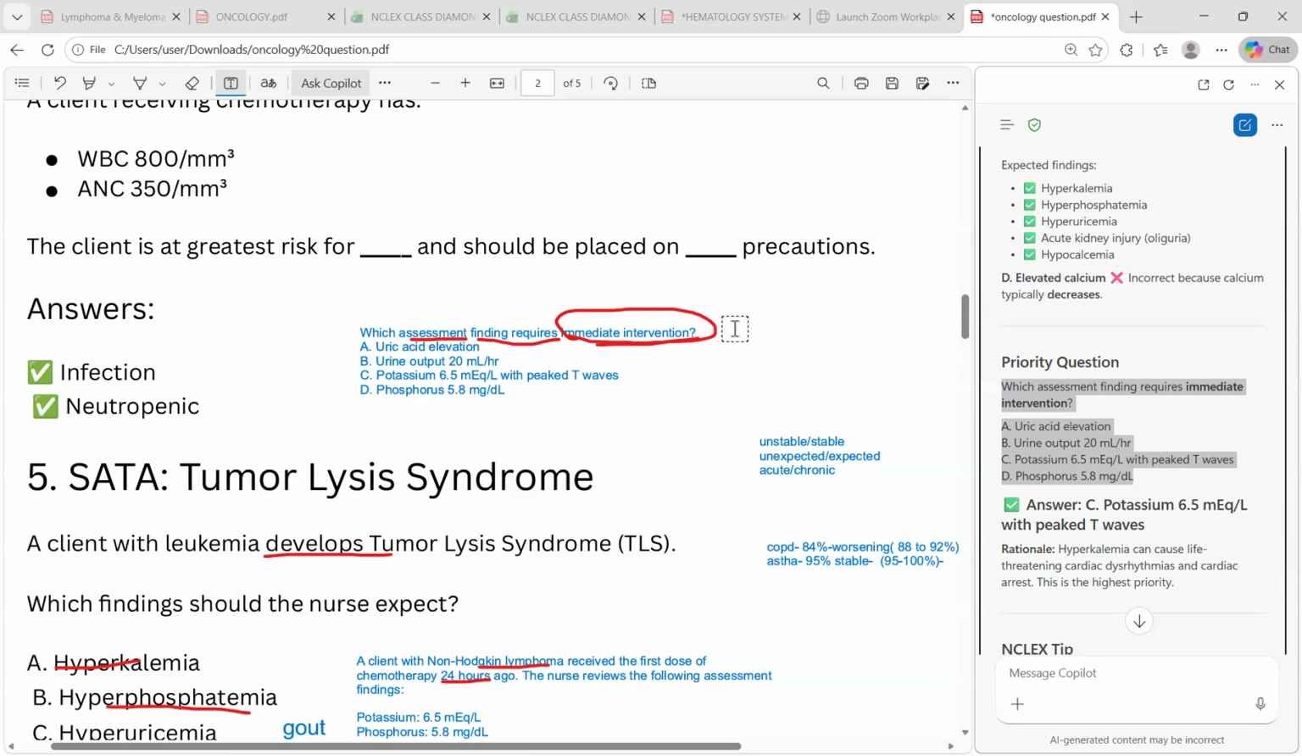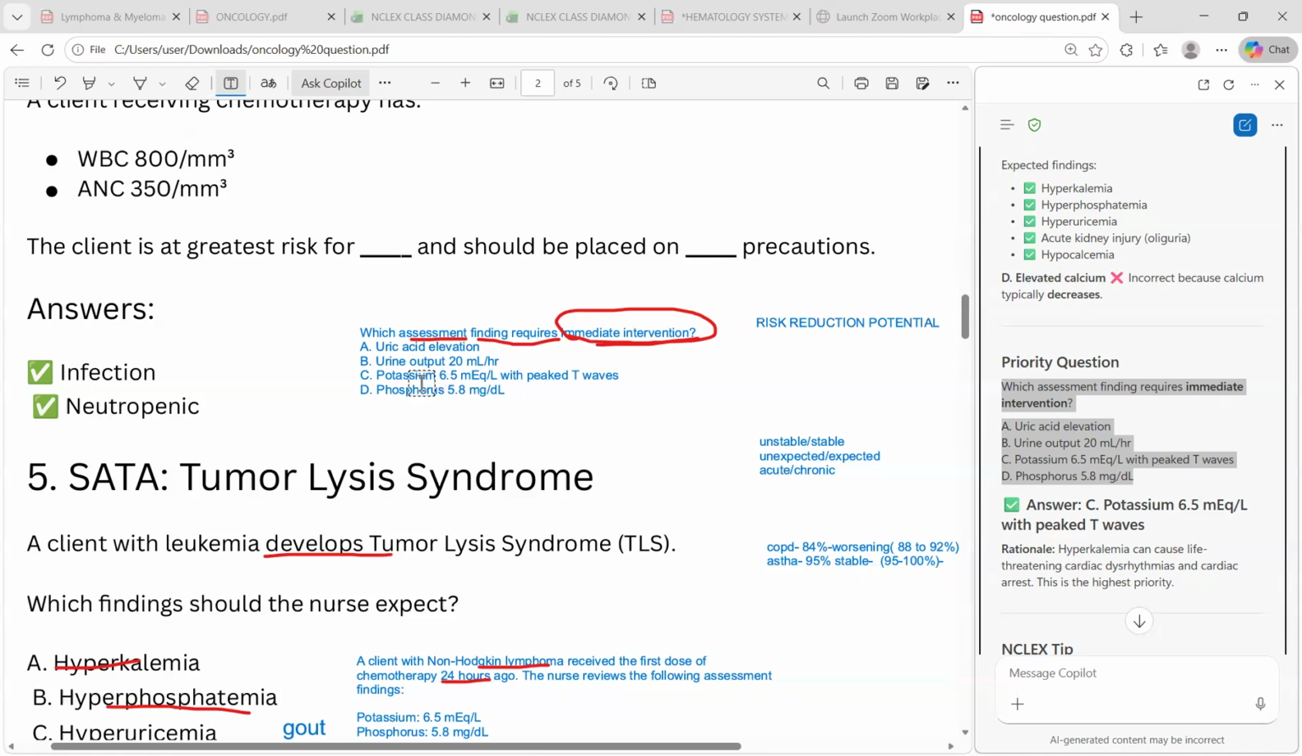Here we are focusing on the criteria of risk reduction, that means reducing the complication. Risk reduction potential. This is an NCLEX RN criterion. So here we have to focus on the words complication prevention.